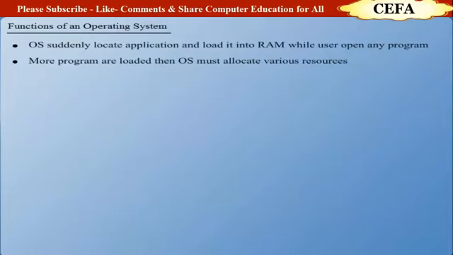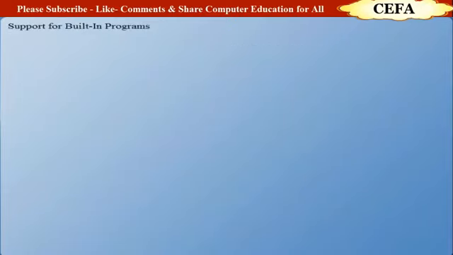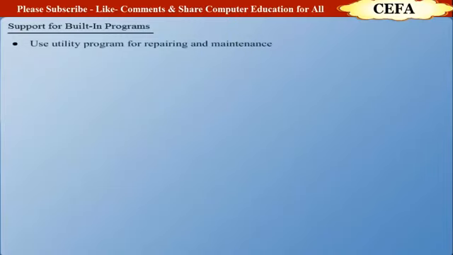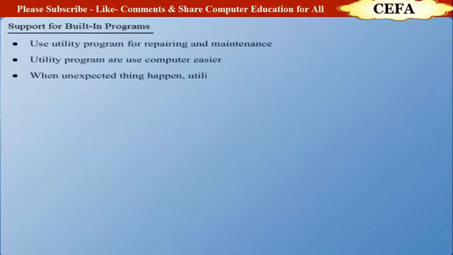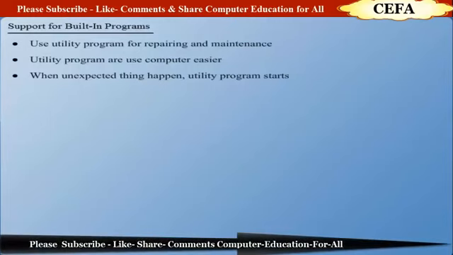Support for built-in utility programs. An operating system may use utility programs for repairing and maintenance. The utility programs are special programs which make the use of a computer easier. When unexpected things happen, such as hard disk crash, virus attack, or slow operations, etc., then functions of the utility program start. Windows OS has many utility programs and are commonly known as system tools.